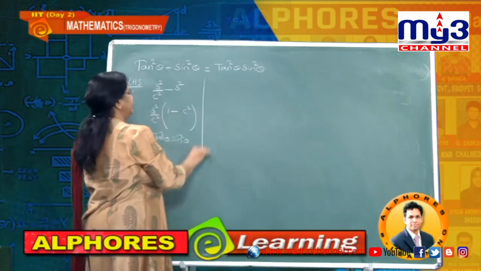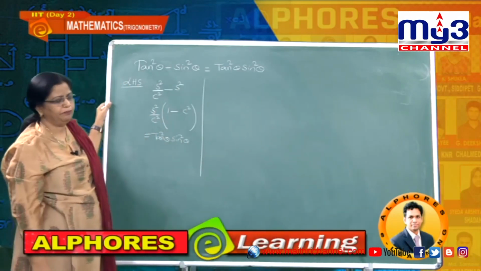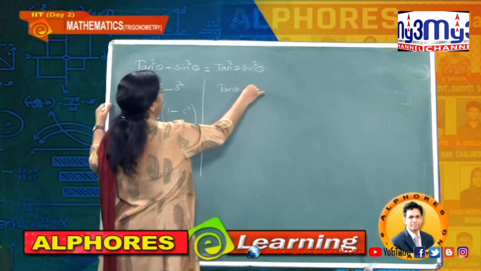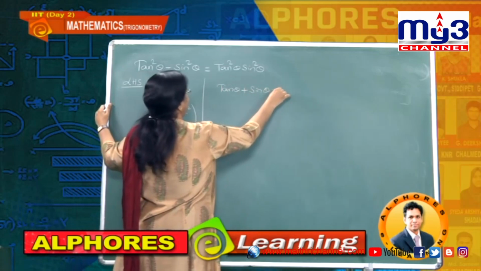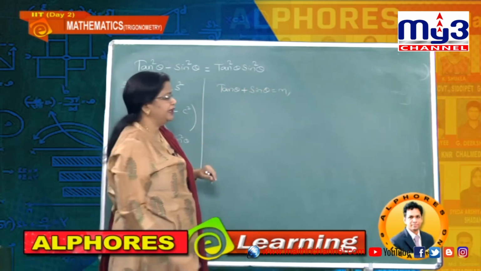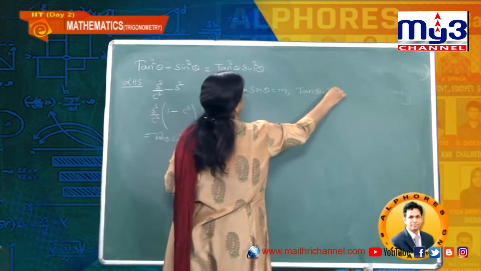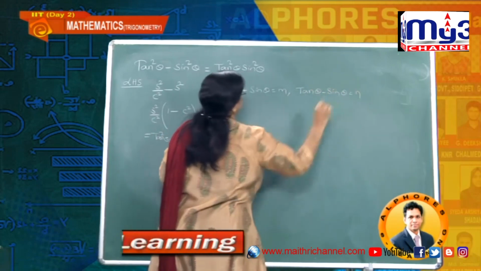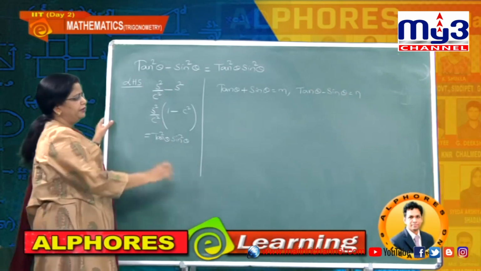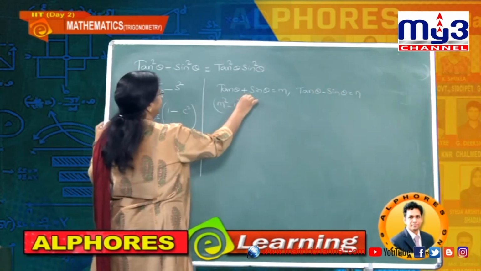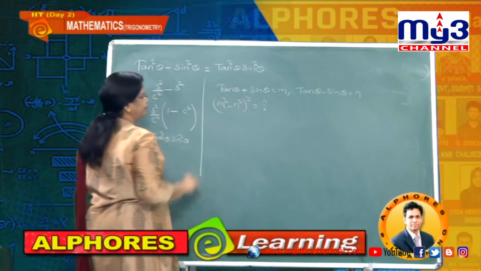Then where will it be useful again? Suppose tan theta plus sin theta equals some value m, and tan theta minus sin theta equals n. Understand? Then the question they will ask is about m square minus n square, whole square. What is this value?